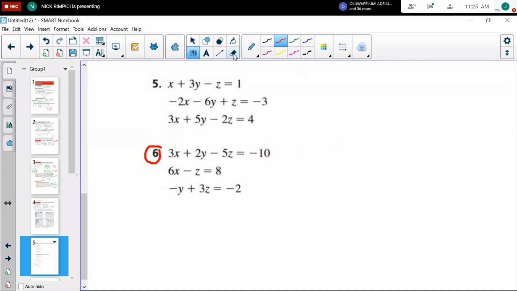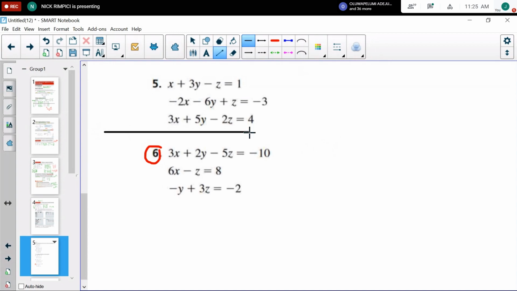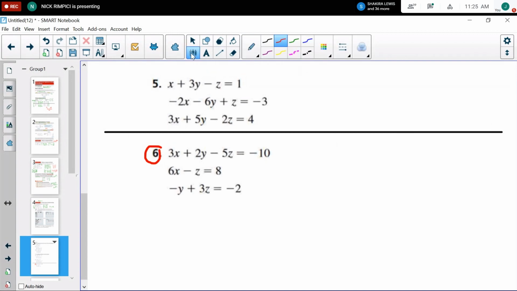So let's just look at example 6, and then we're going to stop, and I'll be in the exact same place that I was in my morning class. So, okay. The question is, are all three of these equations in standard form? Let me ask the class. Are all three of these equations in standard form?